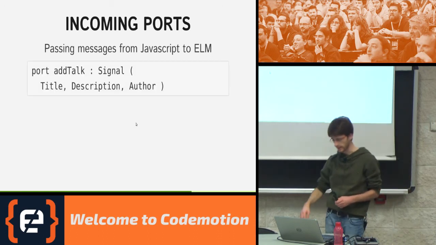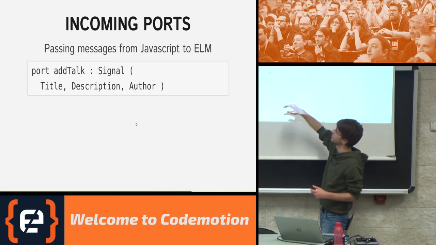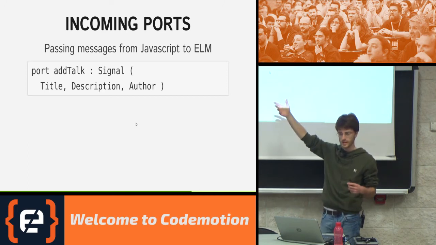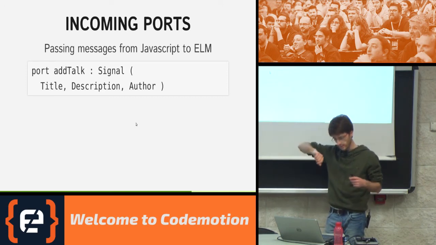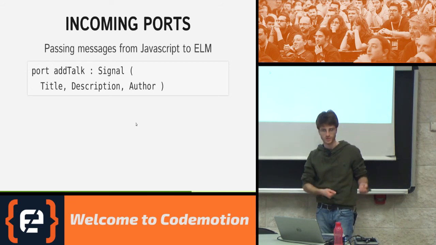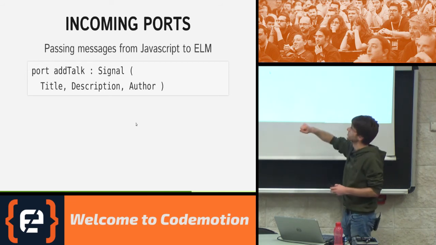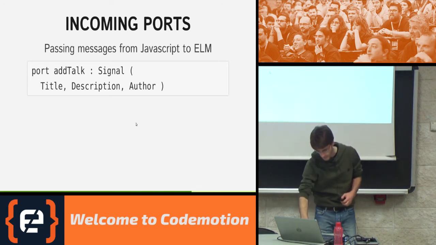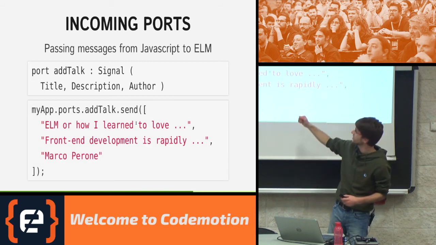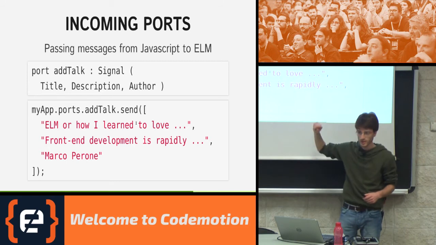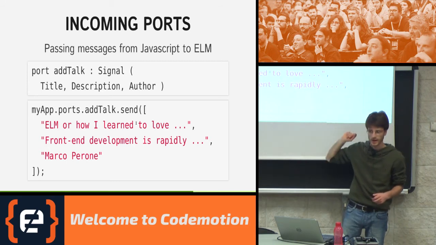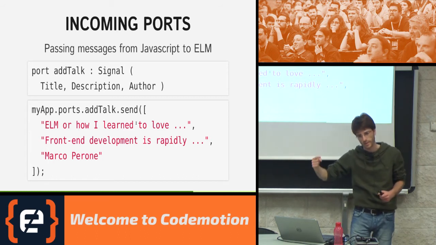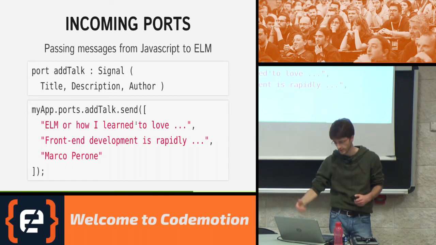And what do they look like? You just declare them in Elm. For example, this is a signal. Well, it's a port, addTalk, that is made if we want to add a new talk from JavaScript, from outside our application. So we declare it as a signal of 3 strings: a title, a description, and an author. And from JavaScript, we just call on that port the send function with 3 strings. And now this will bring this new talk inside Elm, and then inside our application we can process it.